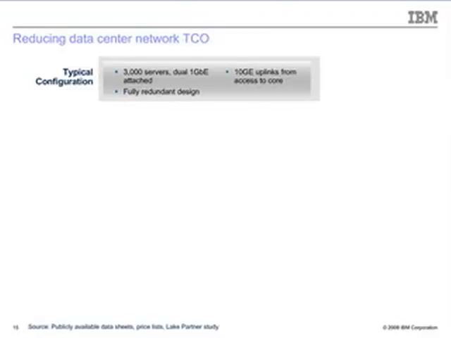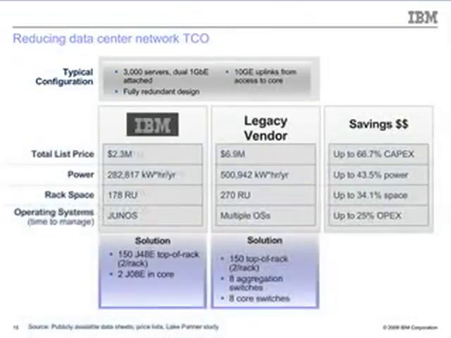Sure, Charles. In this configuration, and obviously we had worked out the numbers for this configuration beforehand, we compared the IBM solution with a legacy vendor solution. And what you can see is huge savings, both from a CapEx and an OpEx perspective. More than 66% savings in pure CapEx or capital expenditure. In addition to that, additional savings in terms of power and space consumption is what the IBM data center solution delivers compared to the legacy vendor.